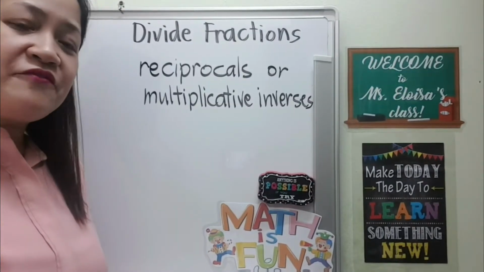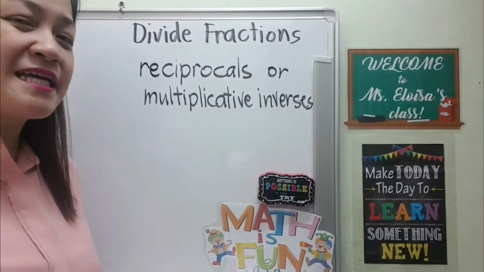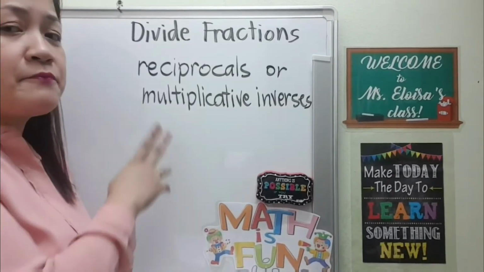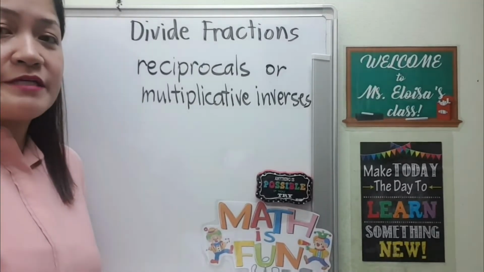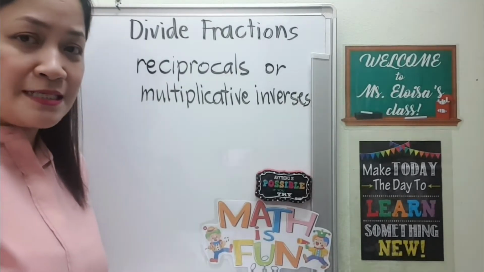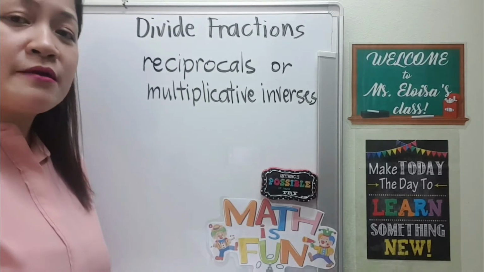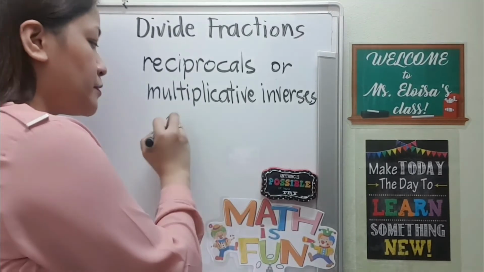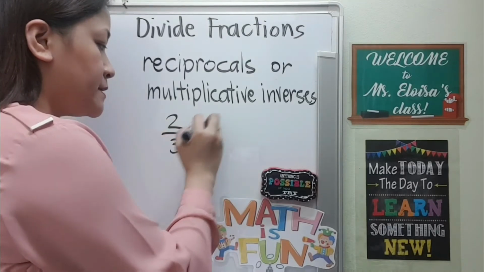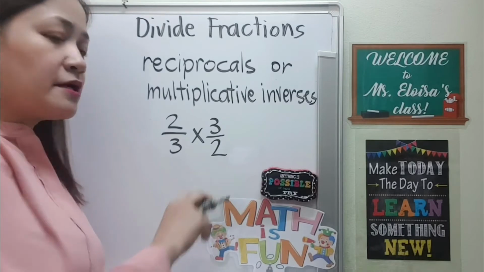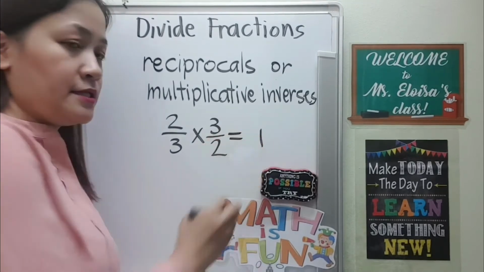Another way to divide fractions, and I think it will be the easiest way for you to divide fractions, is by using reciprocals or multiplicative inverses. So what are reciprocals or multiplicative inverses? They are two numbers whose product is 1. For example, 2/3 times 3/2. So these are reciprocals and their product is 1.